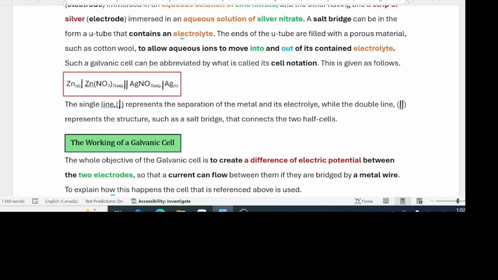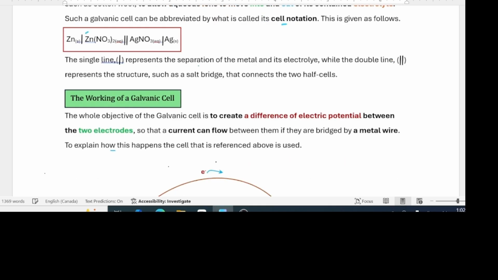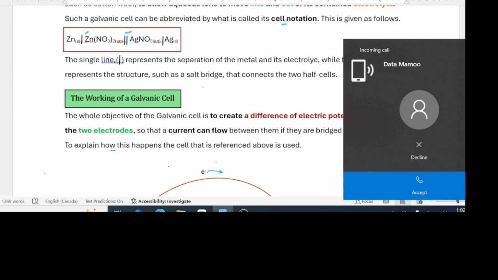Such a galvanic cell can be abbreviated by what is called its cell notation, and this is given as follows. Zinc, a line, zinc nitrate solution, a double line, silver nitrate solution, a single line, and silver. The single line represents the separation of the metal and its electrolyte, while the double line represents the structure such as a salt bridge that connects the two half cells.